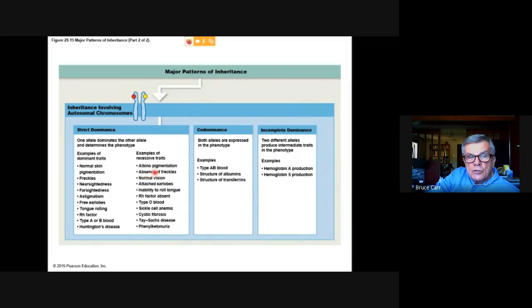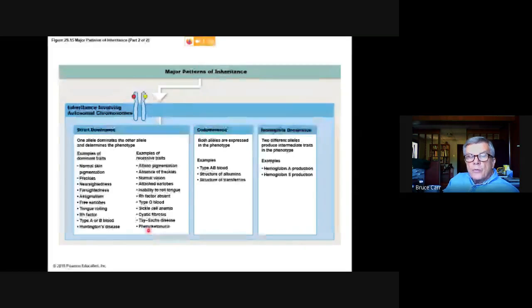Freckles is dominant to the absence of freckles. Nearsightedness and farsightedness are both dominant to normal vision. Here's free earlobes and attached earlobes, tongue rolling and inability, and so forth. Recessive traits include cystic fibrosis, sickle cell anemia, Tay-Sachs disease, and phenylketonuria. All four of those disease factors are recessive, meaning you have to have the double recessive genotype to express them, but you may in fact be a carrier without expressing the allele.